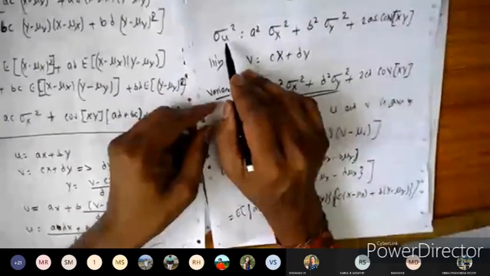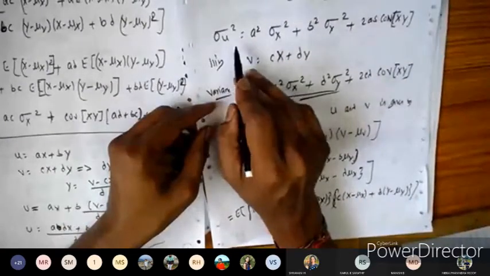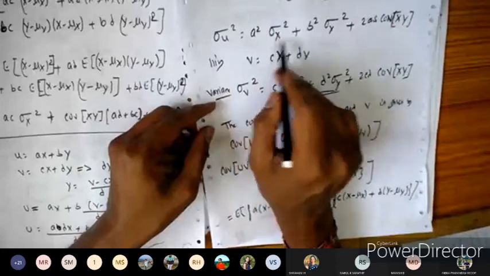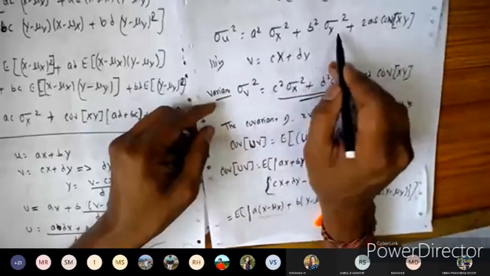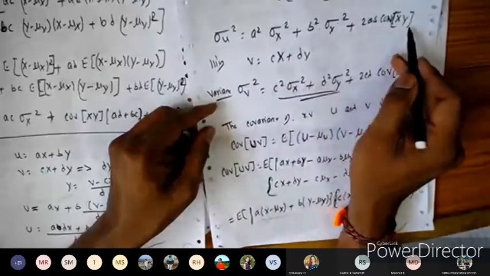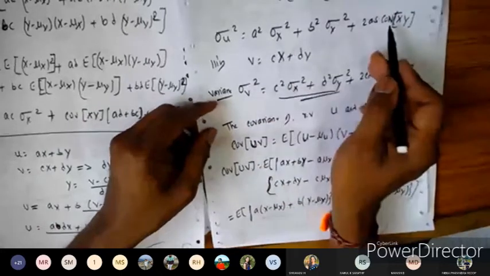Okay, so fine. So any doubts? Similarly, let us find out the variance of this one. In order to find the variance, I'm going to recall the concept of how we find the variance. So we have the variance as a square into sigma x square plus b square into sigma y square plus 2ab into covariance of xy. So we got like this here.